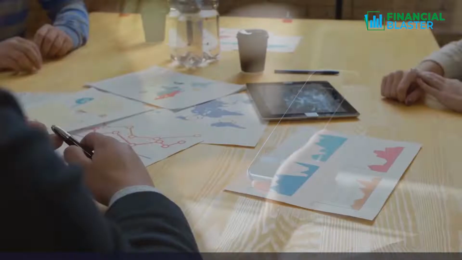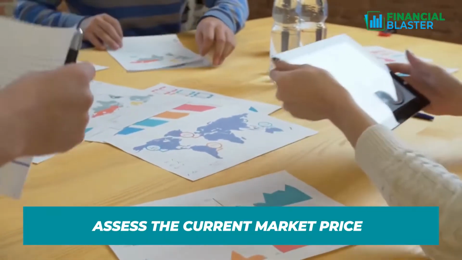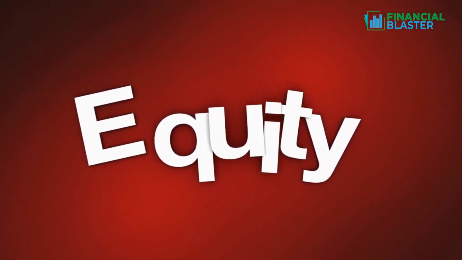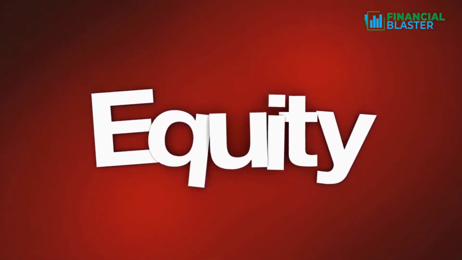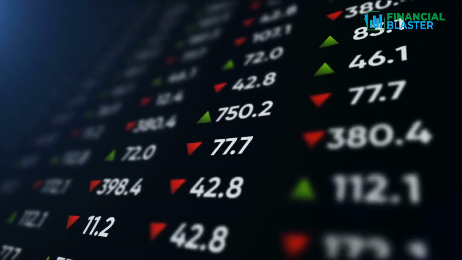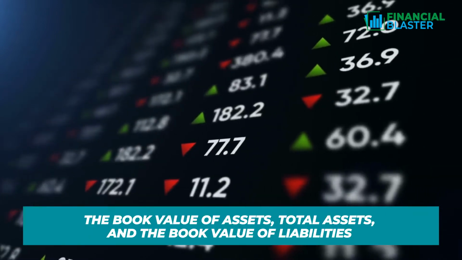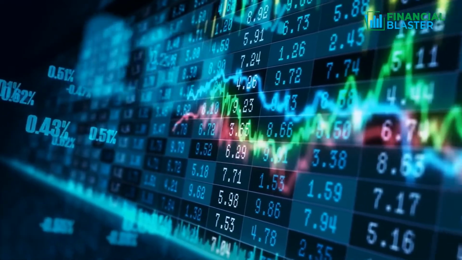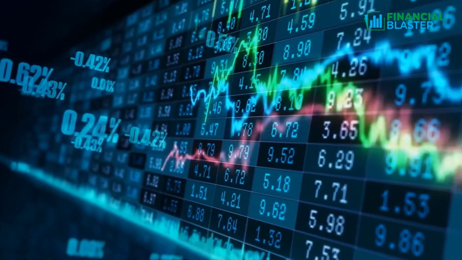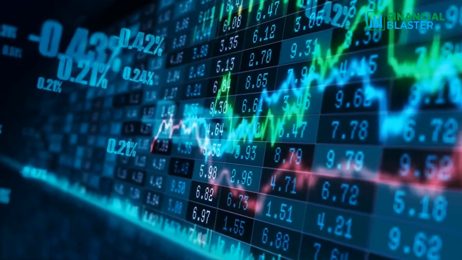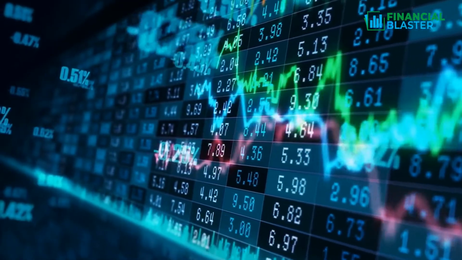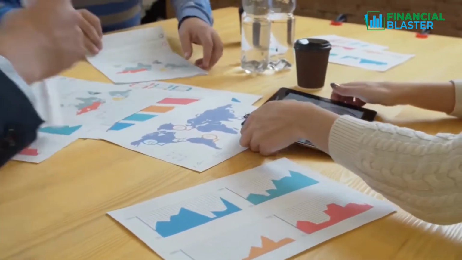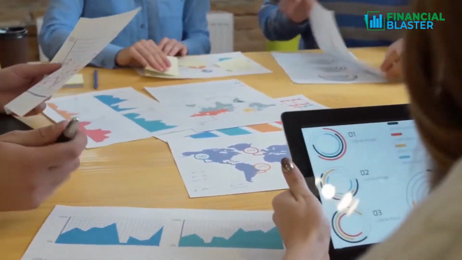Number 9. Price-to-book ratio. The price-to-book ratio is used to assess the current market price against the company's book value. The book value of equity is the value of a company's assets expressed on the balance sheet. It is the difference between the book value of assets, total assets, and the book value of liabilities. If a company has a PB of 3, it is trading at 3 times its book value. The PB ratio is useful for capital-intensive businesses, such as energy or transportation firms with significant assets, and in determining whether a company's market price corresponds to its balance sheet.